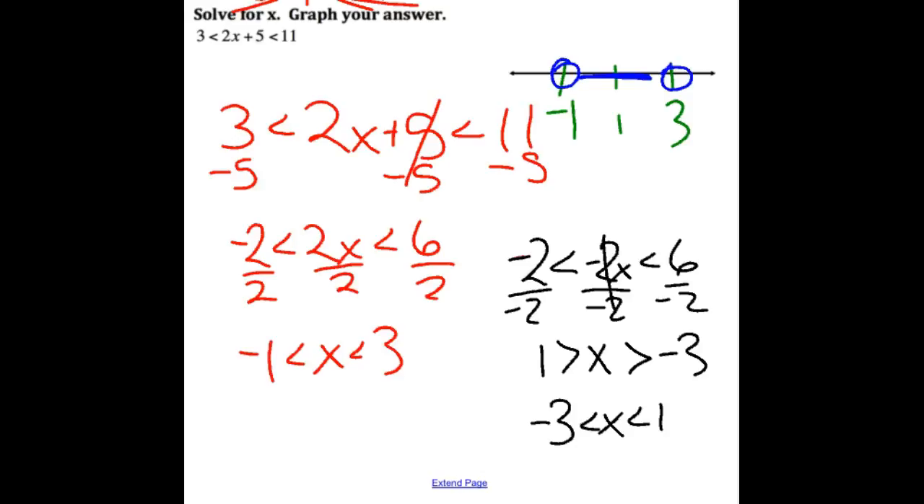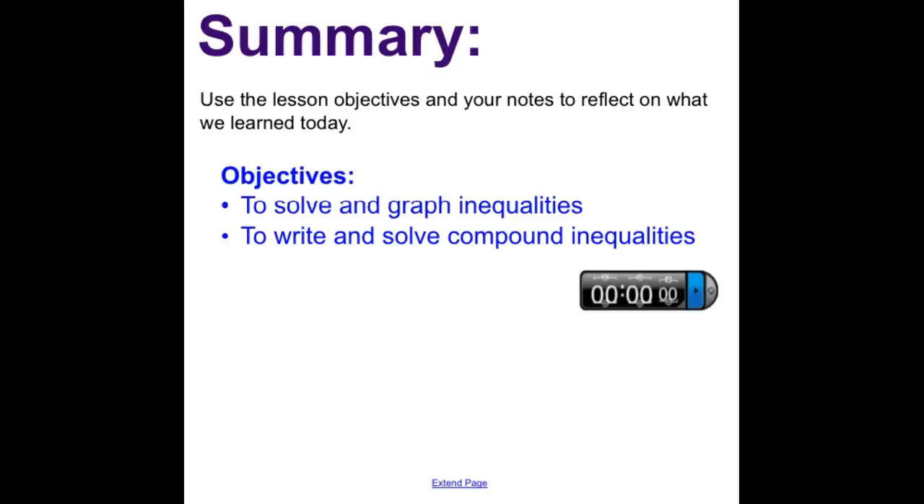All right, that was the end of lesson 1-5, part B for Algebra 2. Our topic was to solve and graph inequalities and to write and solve compound inequalities.